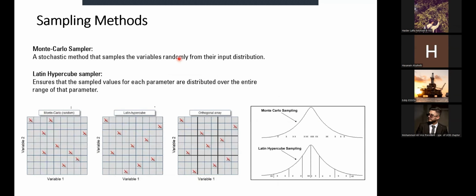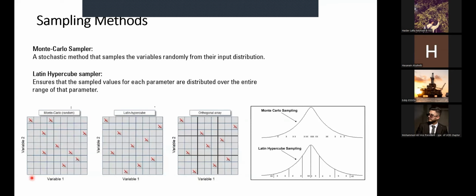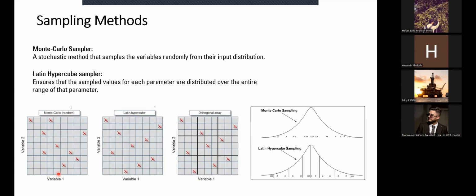The important ones that we usually use in reservoir engineering and simulation are the equal spacing and the Monte Carlo, but we will explain something integrated with Monte Carlo. As I mentioned, Monte Carlo is a stochastic method that samples the variables randomly from their input distribution. Let's say you have this combination of 2 variables, so it will randomly take values. If you look at this range here, it didn't take from this horizontal section, it didn't take from this vertical level. So there is no value taken from this range, no value taken from this range, no value taken from this range, and this one as well.